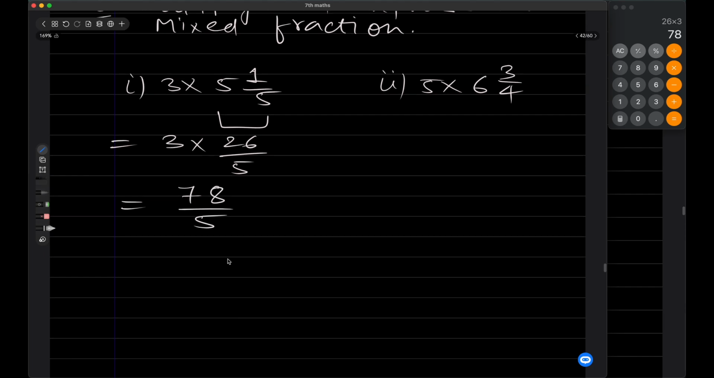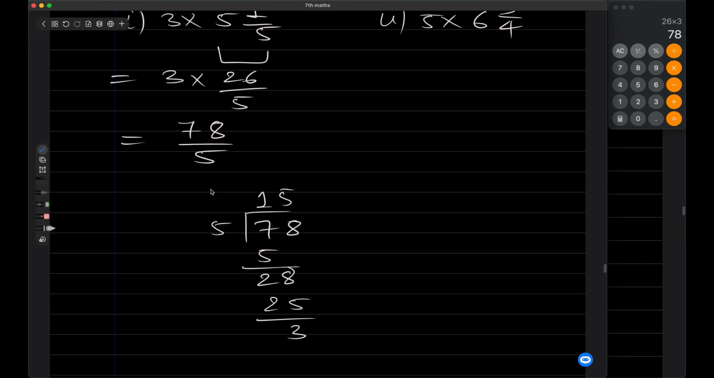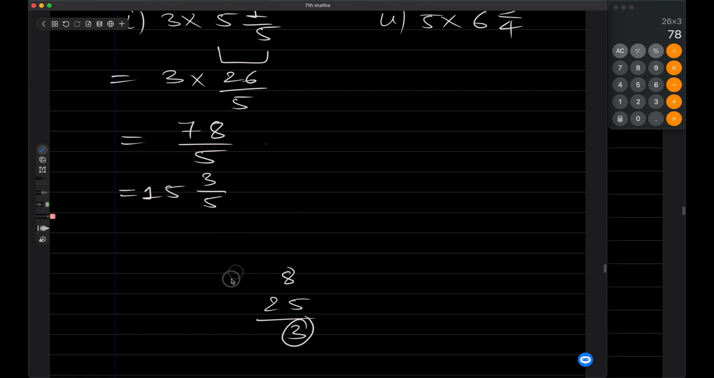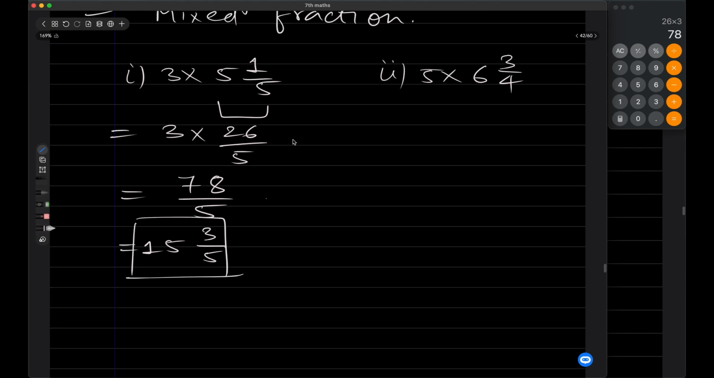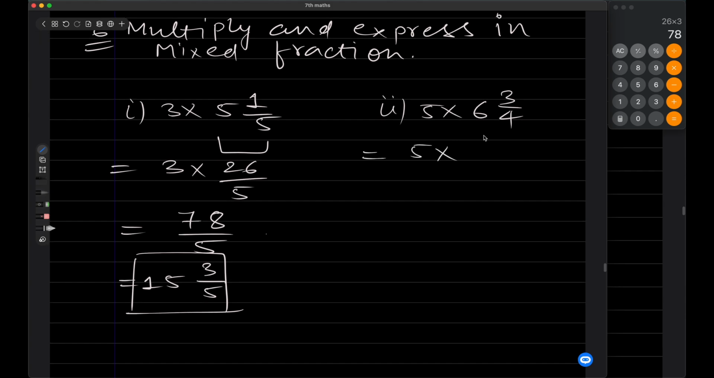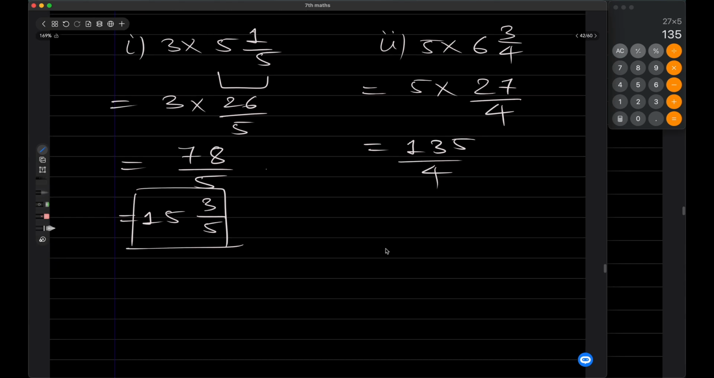divided by 5, and to convert into mixed fraction, we have 15 whole 3 divided by 5. 3 is remainder, 15 complete. This is the answer. For second one, first we have to convert it into improper fraction, that is 6 4s are 24 plus 3, 27 divided by 4. Now 27 multiply by 5, that is equals to 135 divided by 4, and now convert 135 by 4 into mixed fraction.